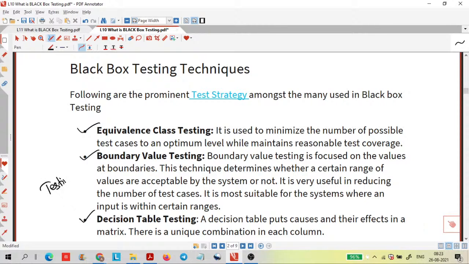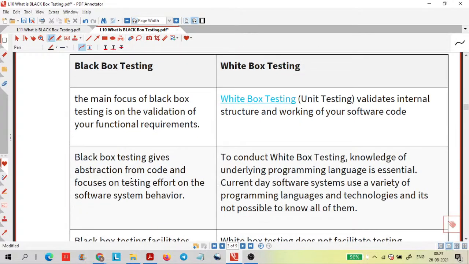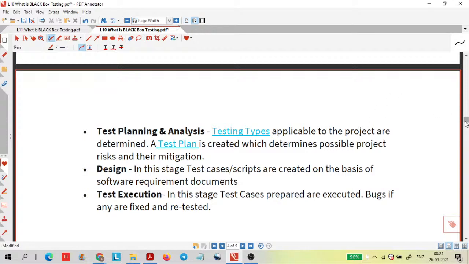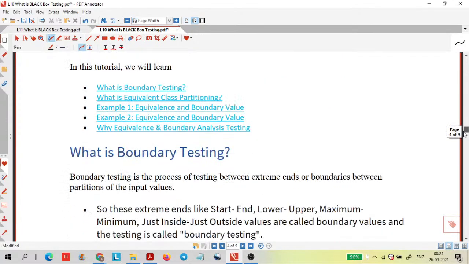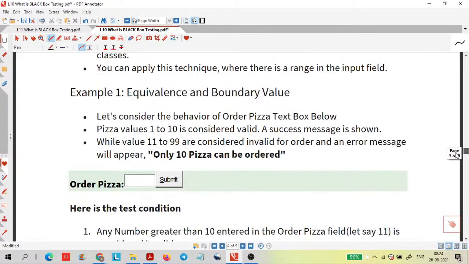Okay, black box testing techniques. So yesterday we discussed with an example these equivalence and boundary value analysis. Okay, so we considered an example for equivalence class, to order a pizza.